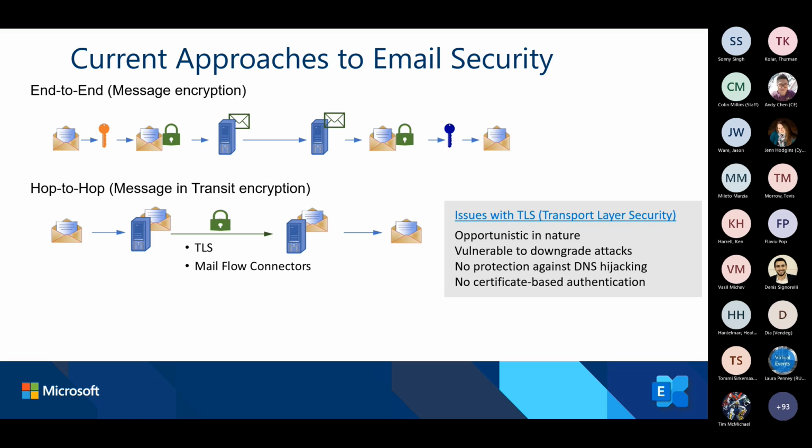And then there's another issue with SMTP-based email is that there's no protection against DNS, and there's a lot of different attack vectors with DNS, and so we'll see that as another issue. And then additionally, there's no cert-based authentication. It's really just focused on if the cert's valid, and maybe it chains up to a trusted CA. And then you can enforce TLS, and you can overcome some of these challenges with mail flow connectors, but they're not fully addressing the challenges.